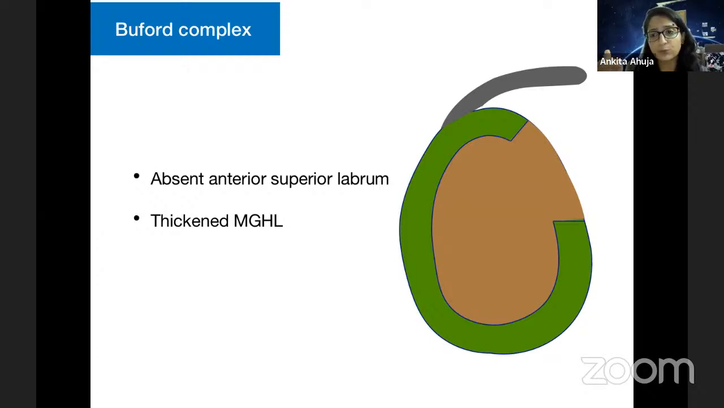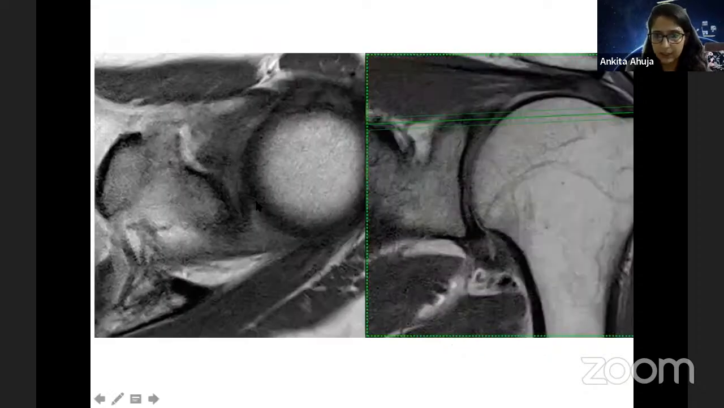That is called Buford variant morphology. So that's not the classic Buford morphology, but that's like a Buford variant morphology. So let's see an example again. So again, if you see, this is your coronal and this is your axial.